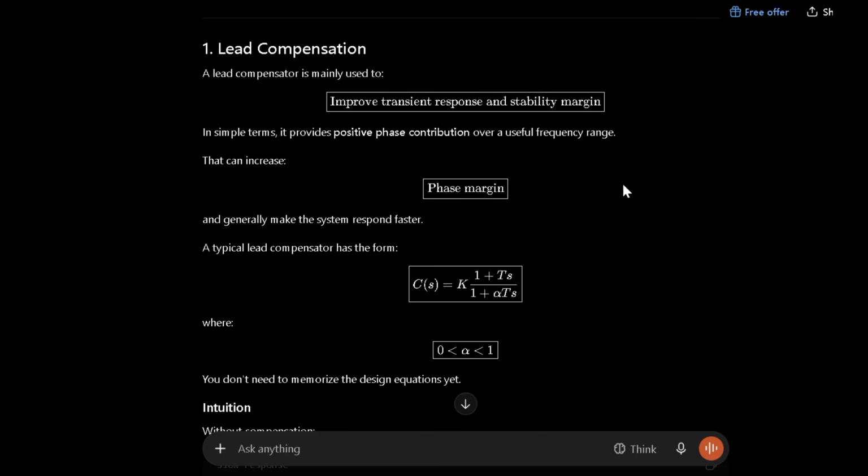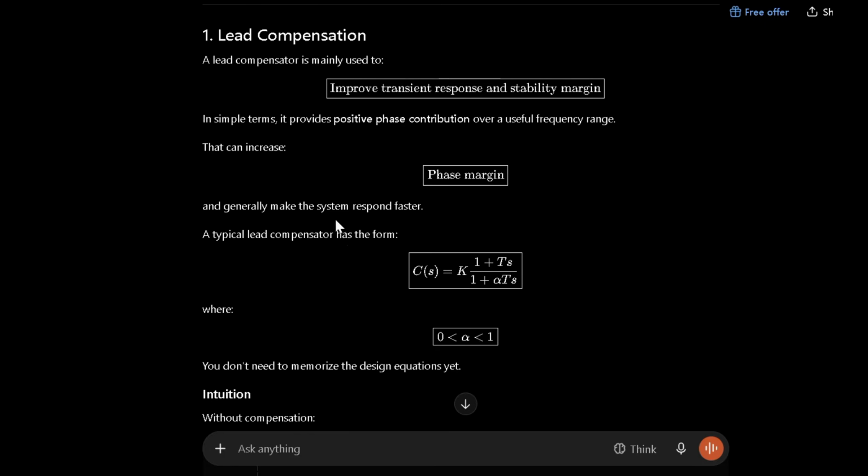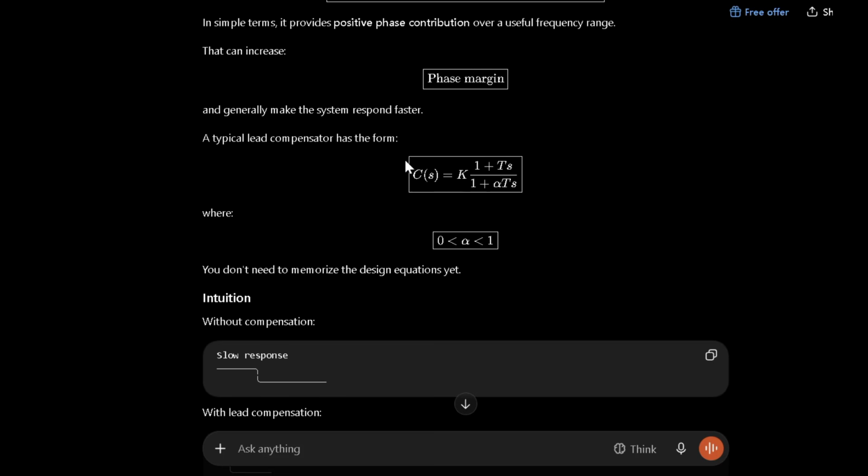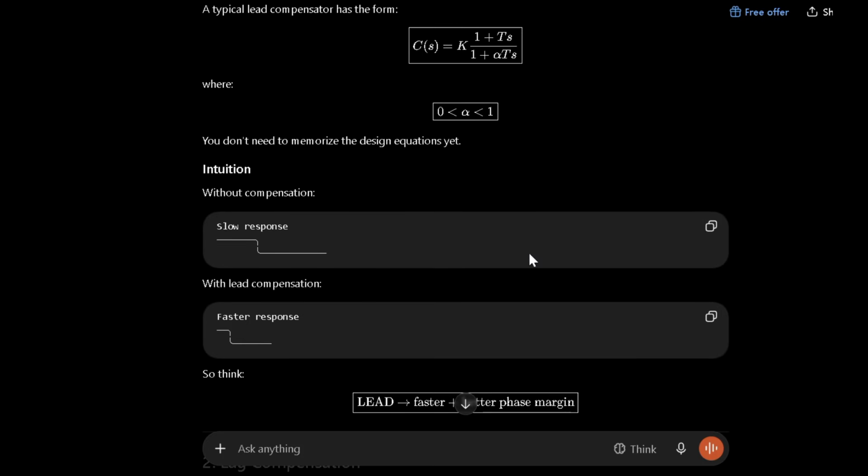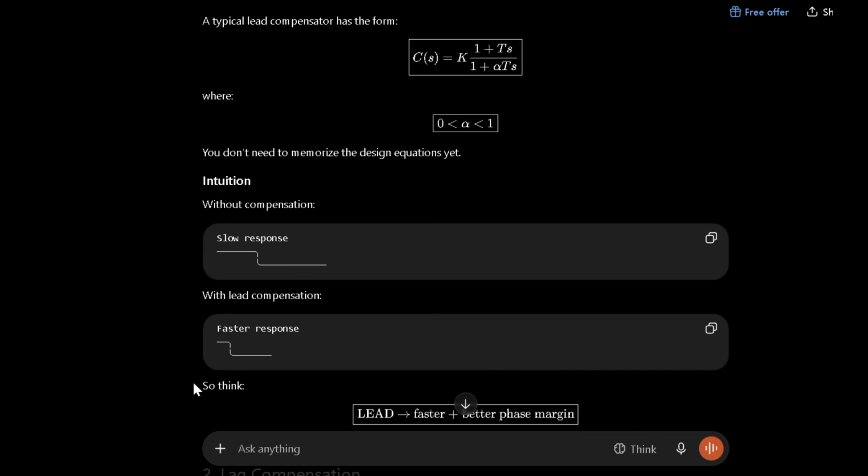A typical lead compensator has the form C of s equals K into (1 plus alpha Ts) by (1 plus Ts), where 0 is less than alpha is less than 1. We don't need to memorize the design equations here. Without compensation, this is a slow response. With lead compensation, this is a fast response. So think lead: faster, better phase margin.